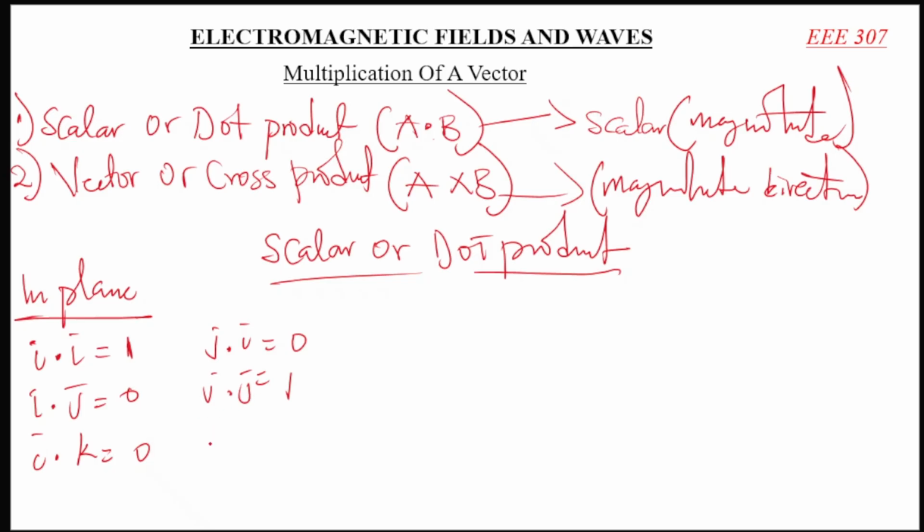What's the next one? J multiplied by K. And what will this give you? 0. What's the next thing? K multiplied by I. What will you have? This will give you 0. K multiplied by J. This will give you 0. And K multiplied by K. And this will give you a constant, which is 1.